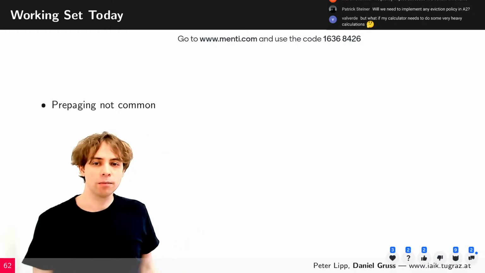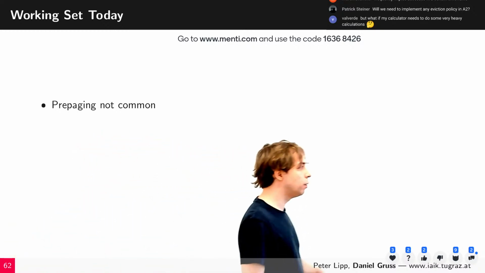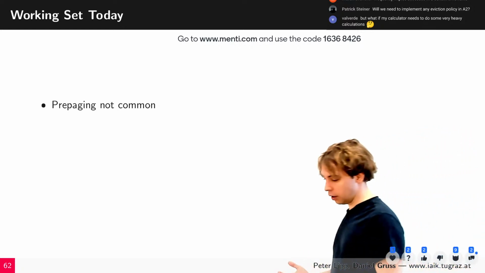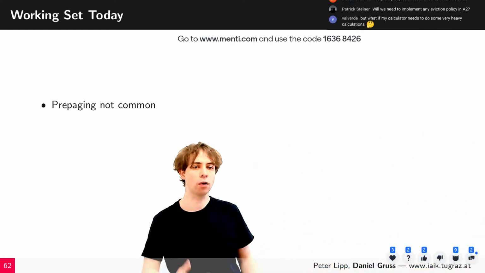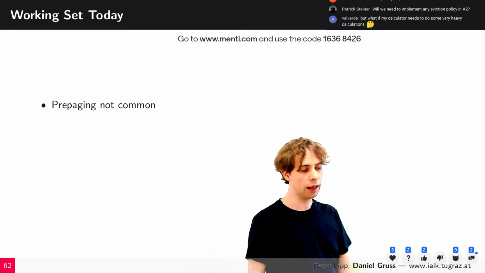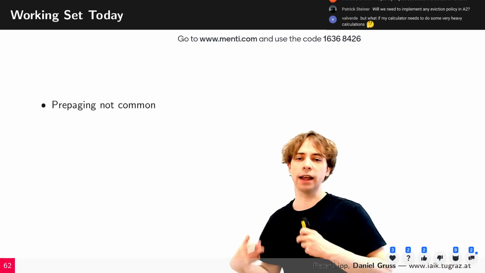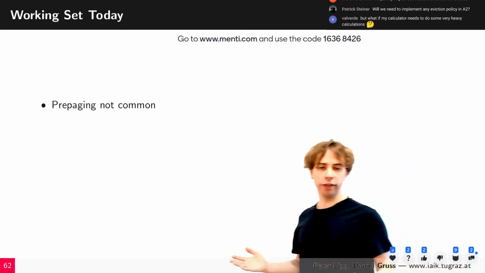Pre-paging today is, I would say, not that common. Actually, we have other algorithms that do something similar today. We have the superfetch algorithm, for instance, on Windows, but also on Linux. Whenever you request something from the disk, Linux will fetch a lot of data from the disk, way more than you requested.